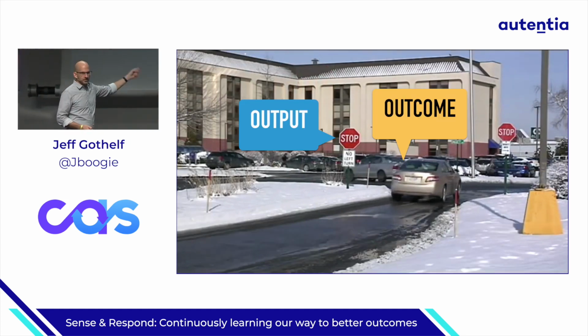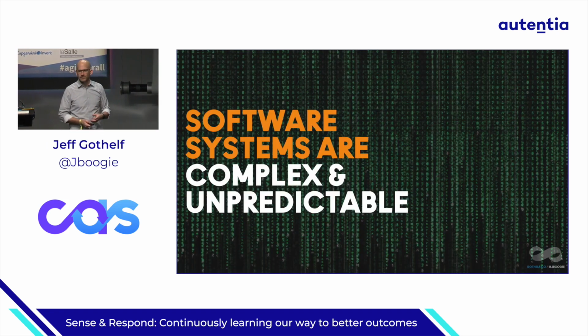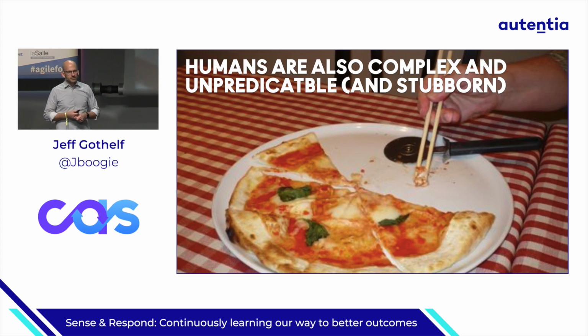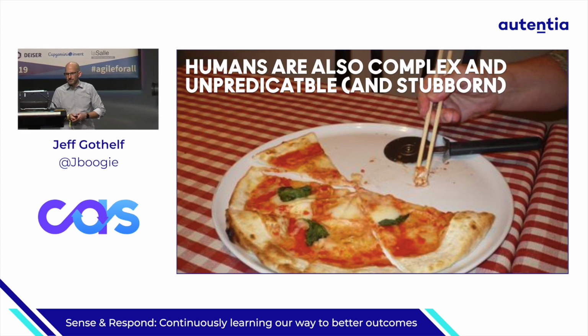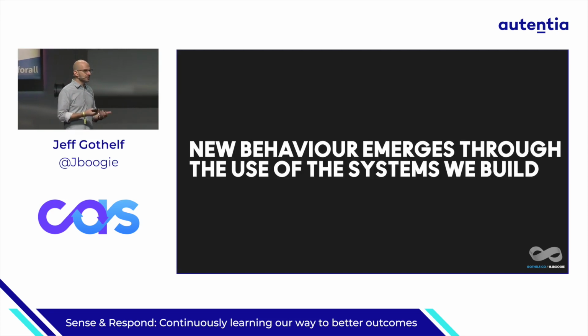And again, this is output. This is the feature. This is the stuff that we make. And our goal is to change behavior, to change that outcome. Now, the challenge here, of course, is that we can't predict behavior, that software is complex and unpredictable. Humans are also complex and unpredictable and stubborn, and no matter what you put in their way, they'll figure out how to do whatever they want despite the obstacles you put in their system, right? And even if we do figure out their behavior, ultimately it's not static. With this DevOps continuous world, behavior changes very, very quickly. And new behavior emerges from the usage of the systems that we build, and stuff that we could never predict before is in there as well.